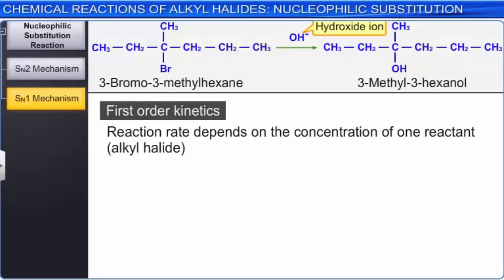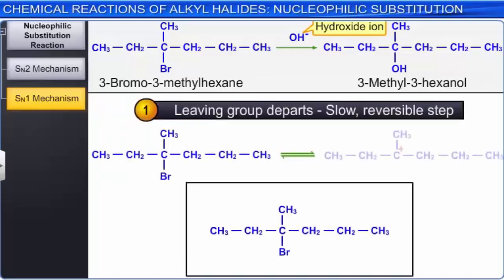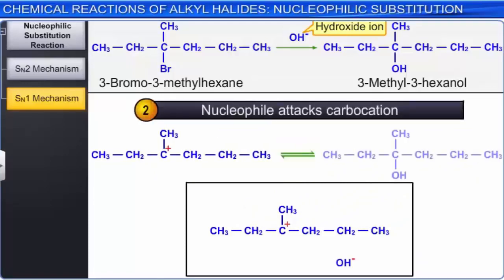The reaction occurs in 2 steps. In step 1, the leaving group departs, resulting in the formation of a carbocation. This step is slow and reversible. In step 2, the nucleophile attacks the carbocation, forming a covalent bond.